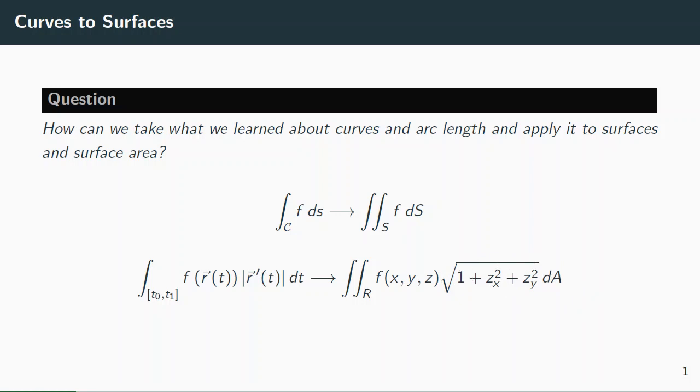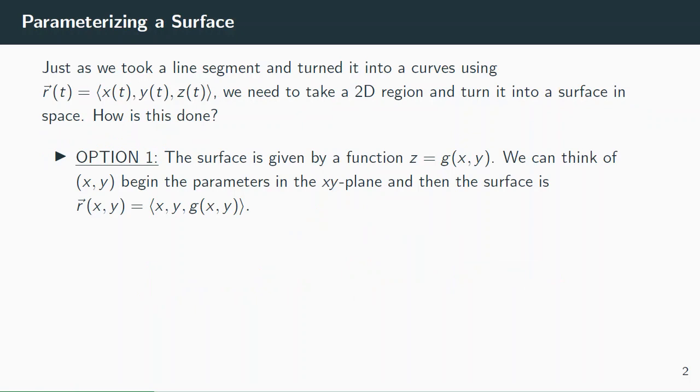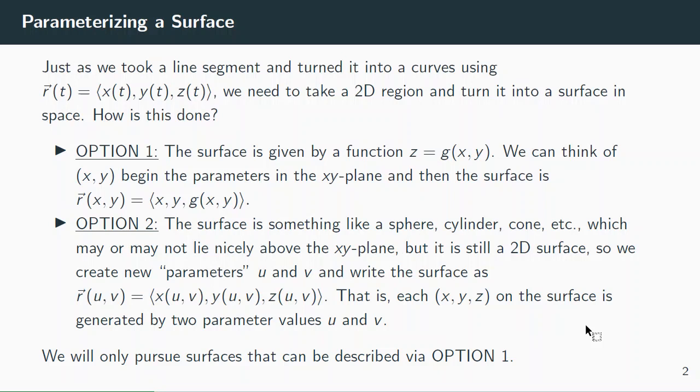surface. Okay? And the way this works is you can either have the surface be given by some function z equals g of xy, right? And so that position function is really a vector x, y, g of xy. Or you can have the surface be something like a sphere or a cylinder or a cone, which doesn't necessarily get written nicely as a graph, g of xy, and then you have to parameterize it. And what I'm going to do is only look at option 1 here. I'm just going to look at surfaces that are given via a function z equals g of xy. There are ways to do the other, but I'm going to just focus on this concept right here.